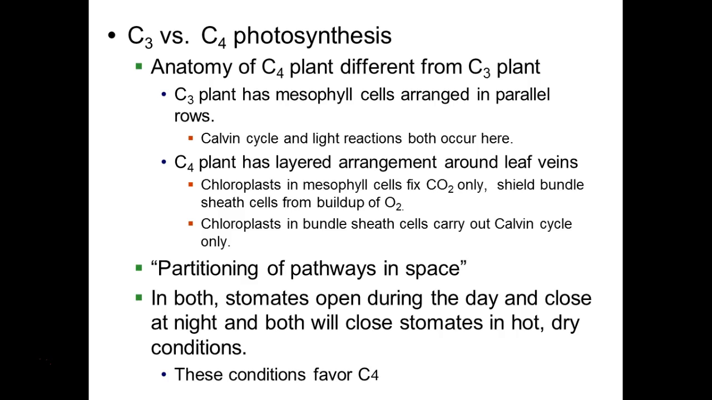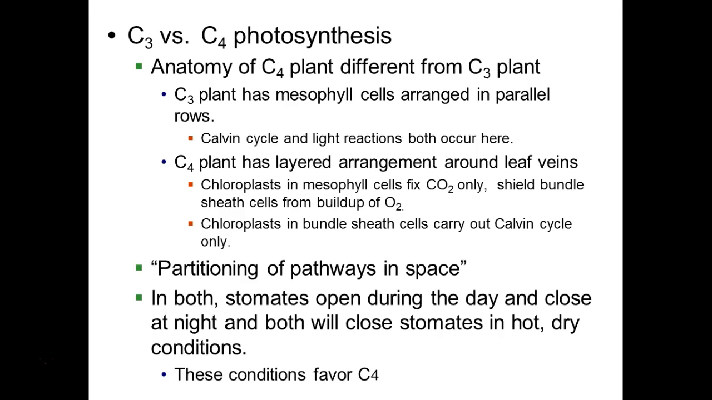So what happens with the C4 plants, they partition their pathways in space. In other words, the light reaction goes on in one cell, in the mesophyll cell, and the Calvin cycle reaction goes on in the bundle sheath cell. So in both of these plants, the C4 and the C3 plant, their stomates are open during the day and they close at night. Both of them will close their stomates when it gets hot and dry, but that's not a problem for the C4 plant. It is for the C3 plant because of that buildup of oxygen. That's called photorespiration.